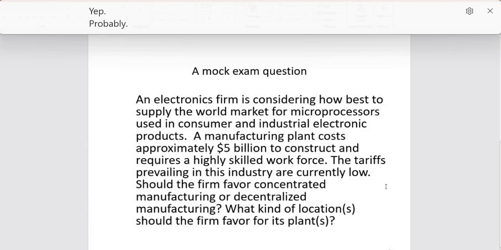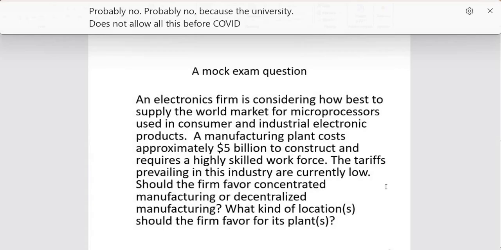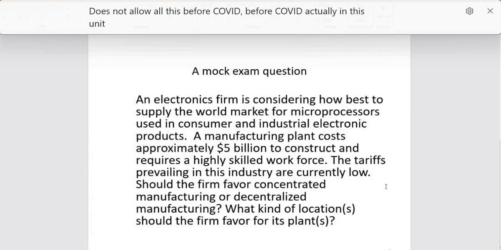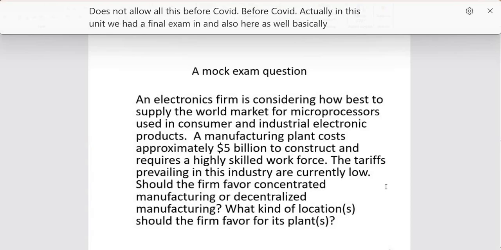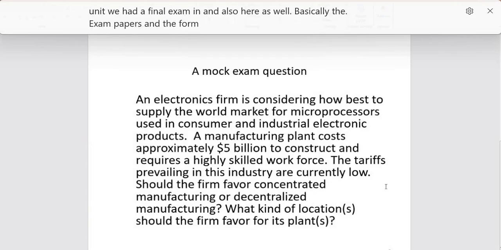Probably not, because the university does not allow this. Before COVID, actually in this unit, we had the final exam in Kaplan and also here as well. Basically, the exam papers and the format are not publicly available.